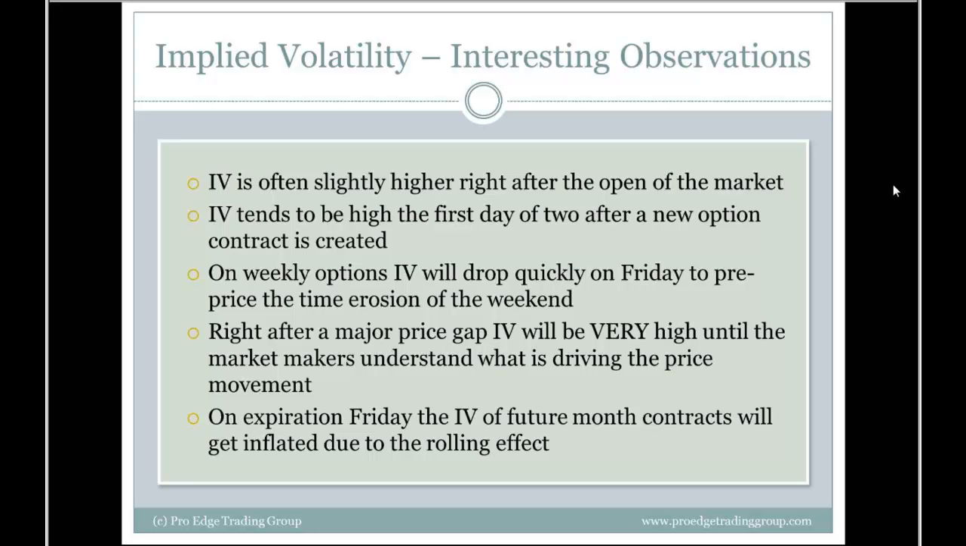Another thing, on expiration Friday, the implied volatility of future months contracts will get inflated due to what we call a rolling effect. Once again, this is looking back at those hedge funds. They've got their protection that they bought maybe 3 months ago, maybe 2 months ago, whatever. And they know that it's expiring right now, that on Monday they're not going to have the protection that they had today. So what they need to do is get out of the contracts that they're in, and they need to buy the next month. They need to put that investment in. A lot of people buying options drives the implied volatility up.